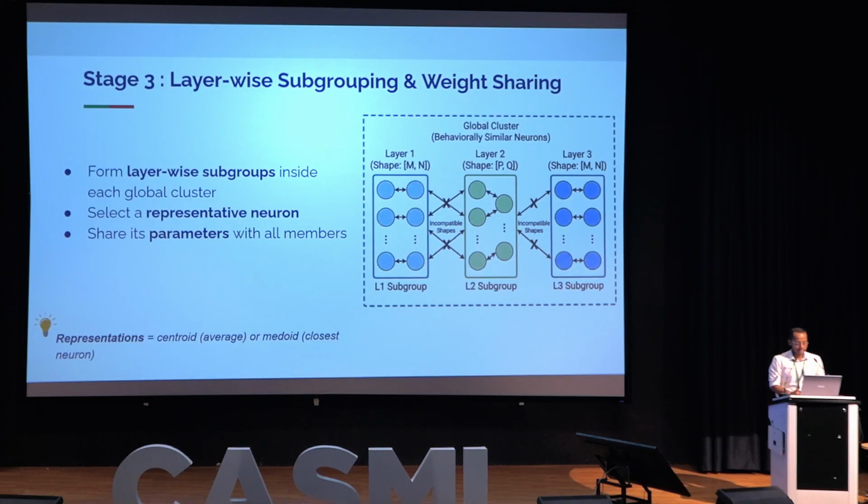After selecting the representative, all other neurons in that subgroup will share its parameters, and their individual weights are no longer stored. So the main thing is, instead of storing the full weight matrix of thousands of neurons, we only store a small set of representative parameters, and this is the main goal here. Since the number of clusters is much smaller than the number of actual neurons present in the model, this gives us a very large reduction in parameter count, and importantly, the network architecture stays the same.